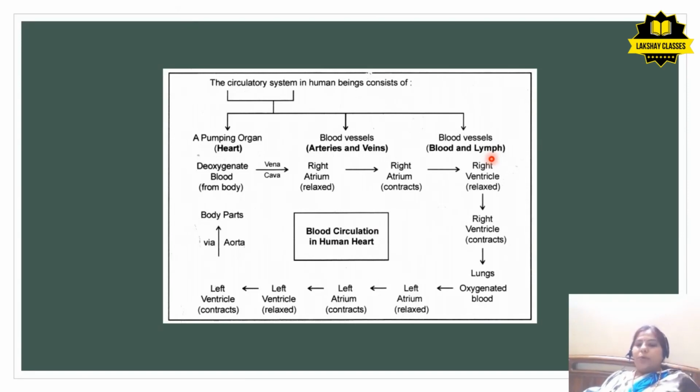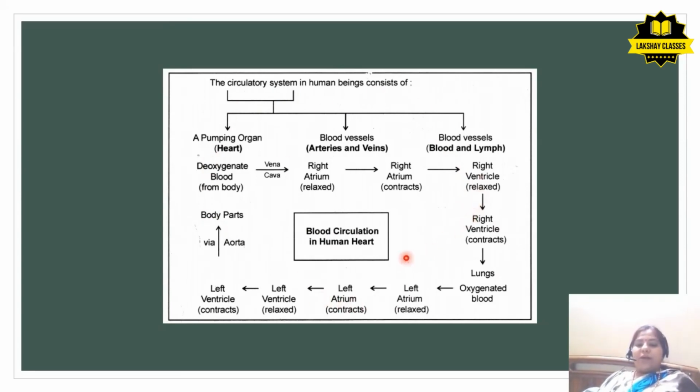I hope you have understood this circulation, and this flow chart is very, very important. If you are not able to write the mechanism of transportation of the blood in the body, then you can only draw this flow chart, but in the correct manner.